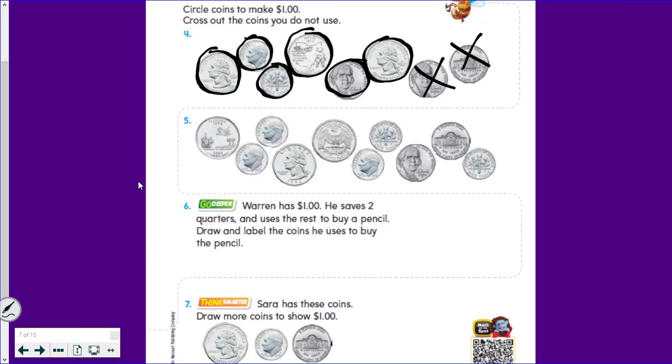Number 5, same thing. Circle the coins you're going to use. Cross out the coins you do not use. Pause your video and do number 5.